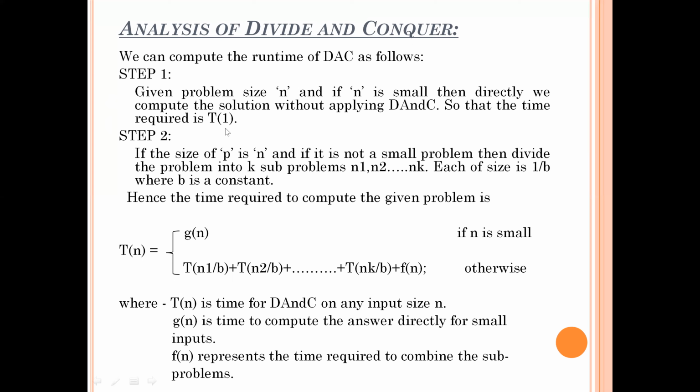That is some constant time. So we assume it as some constant time. If the problem is small, no need to apply DAC, divide and conquer. Suppose the problem P is not small, then what will you do? You will divide the problem into k subproblems. Here n is the size of P, so the subproblem sizes will be n1, n2, and so on up to nk, each of size n by b, where b is a constant.